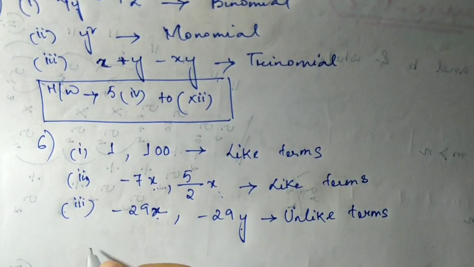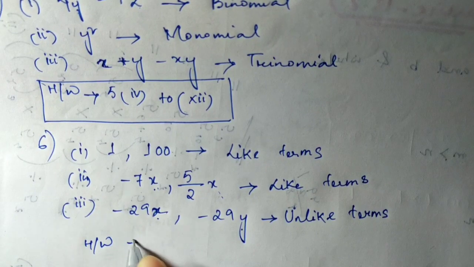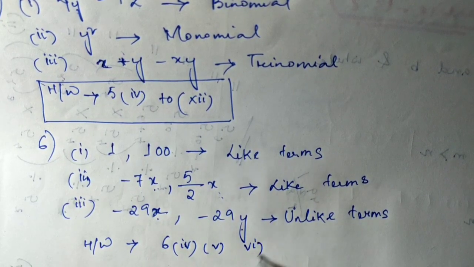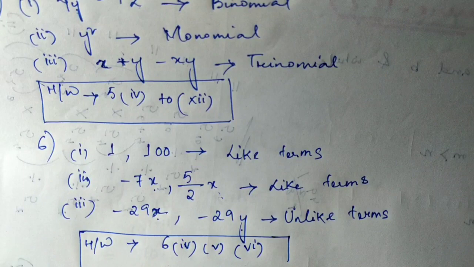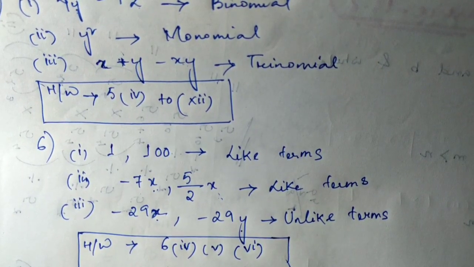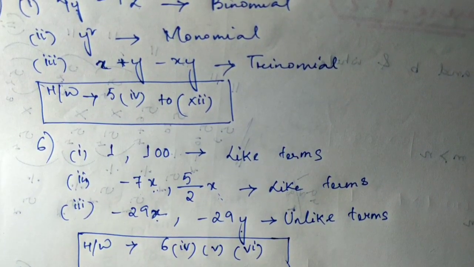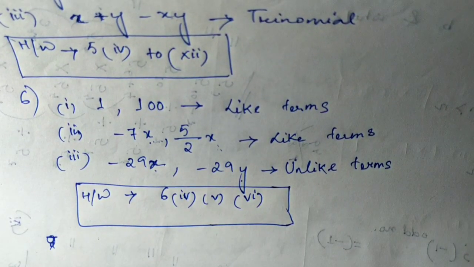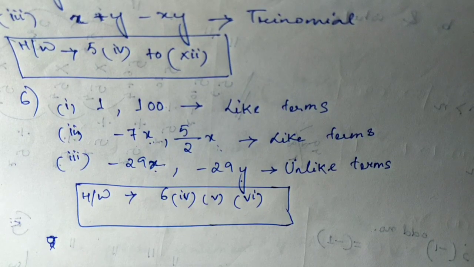So let's try the rest. Question number 4, then 5 and 6, only these 3 as your homework. Now we'll move on to the last question of the exercise, that is question number 7. Identify the like terms. There are parts A and B given. You have to write down the like terms and the unlike terms.